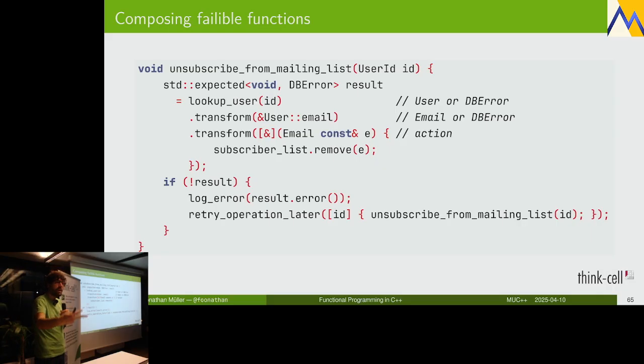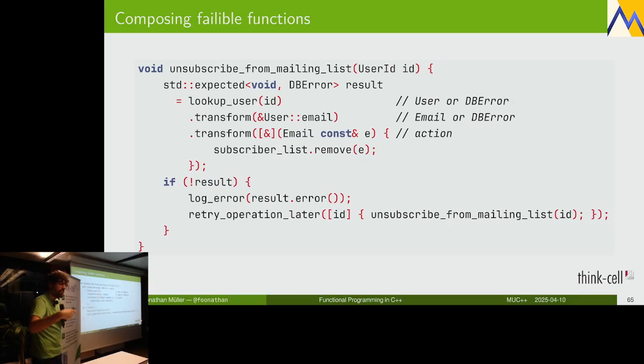So using transform, the code looks very similar, but in the end, we get an expected of void or DB error. And when we do the action, expected actually supports void, so we don't need to return the monostate. We can just say transform, and then have it return void, and this will result in an expected of void or DB error. And then we need to handle the error. And again, this is very declarative, because we describe our pipeline, it does the operation, and in the end, we've got one result of the entire operation that we can handle in one centralized place, similar to exceptions.